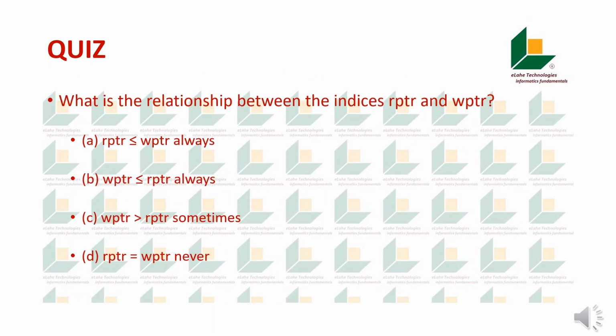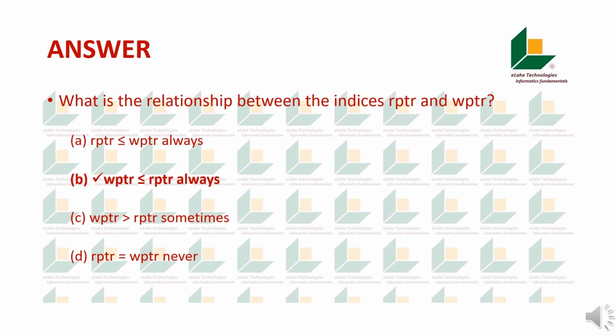Here is a question. What is the relationship between the indices rptr and wptr? Option A. rptr less than or equal to wptr always. Option B. wptr less than or equal to rptr always. Option C. wptr greater than rptr sometimes. Option D. rptr equals wptr never. Answer is option B. wptr less than or equal to rptr always.